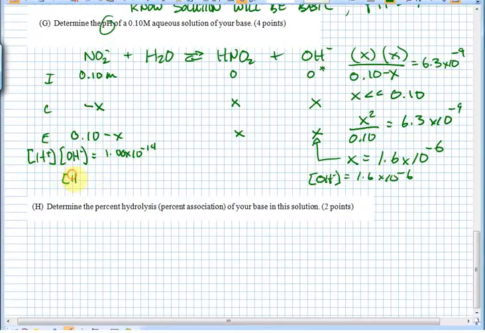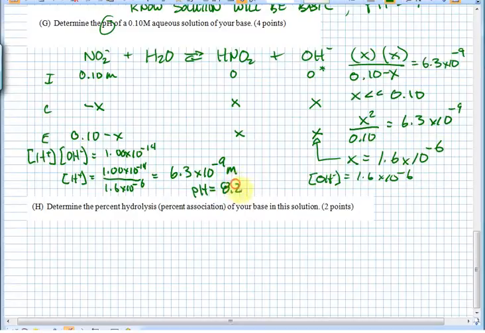So therefore, H plus is equal to Kw divided by the OH minus: 1.00 times 10 to the minus 14th divided by 1.6 times 10 to the minus 6th. The hydrogen ion concentration is going to be 6.3 times 10 to the minus 9th molar. The pH is going to be the negative log of that, and the pH is going to work out to be 8.20. Right?